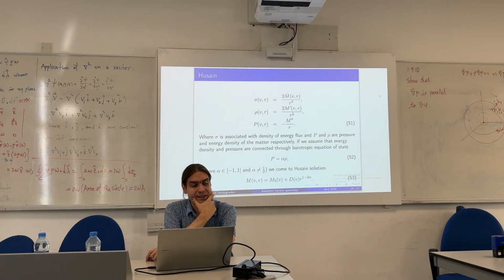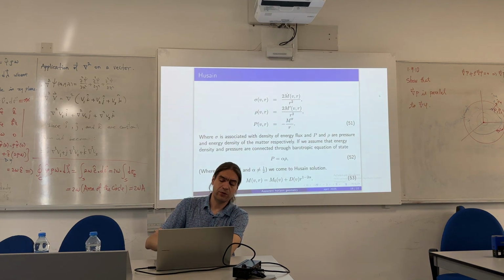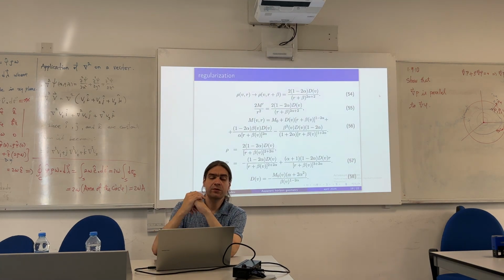But we can consider the regularization process. The regularization process is the following. Let's consider the following situation.